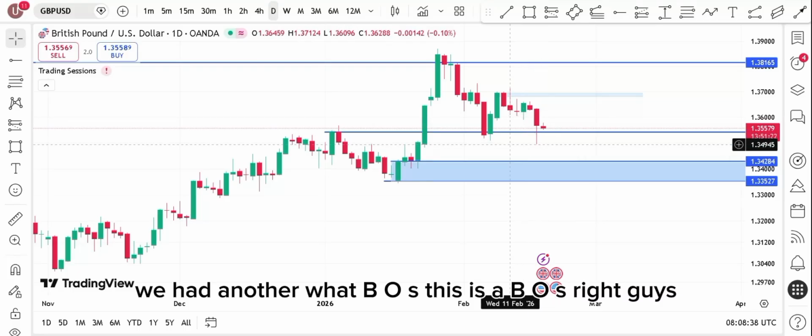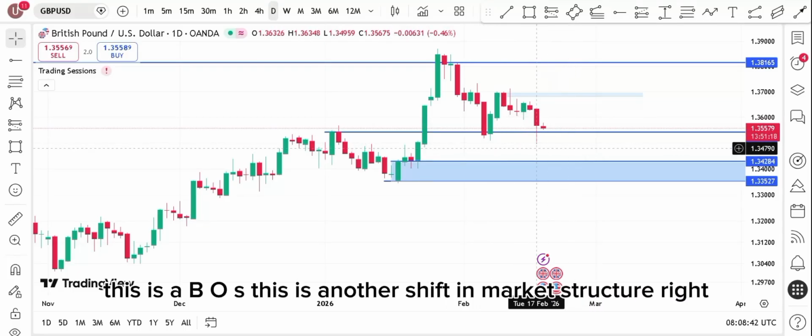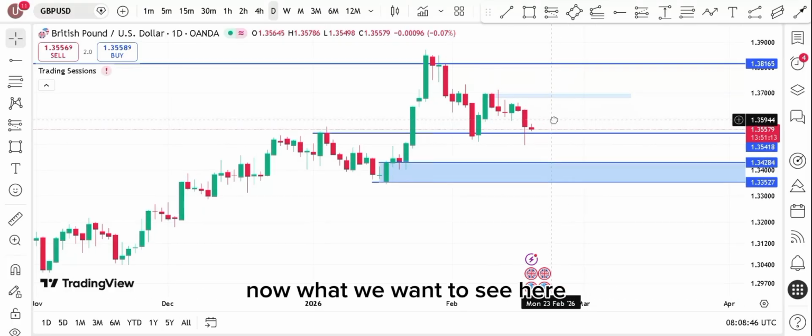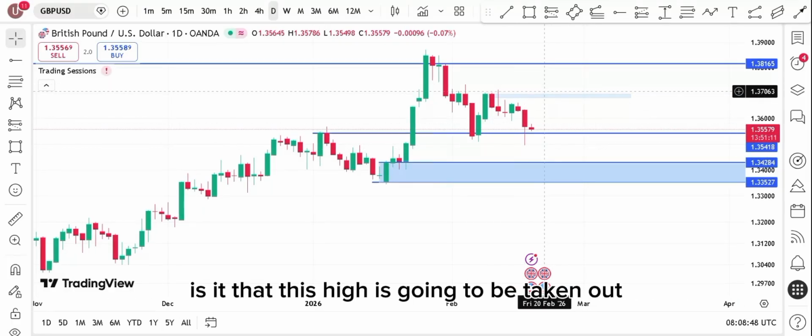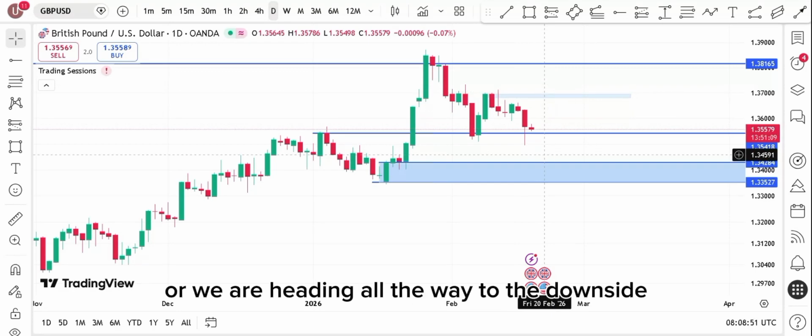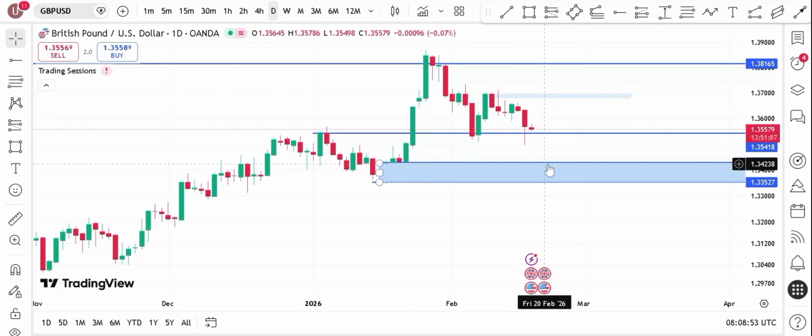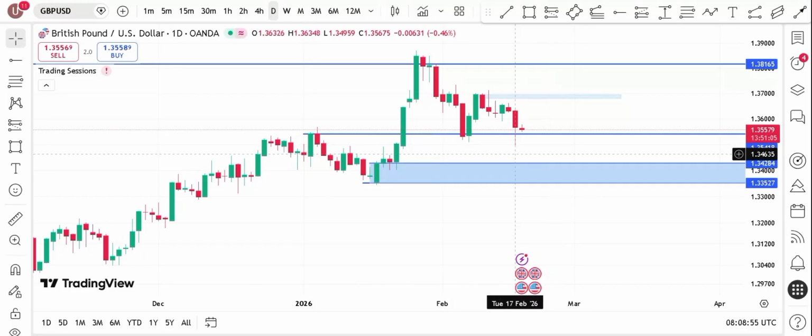We had another BOS. This is a BOS, right, guys? This is a BOS. This is another shift in market structure, right? Now, what we want to see here is whether this high is going to be taken out, or we are heading all the way to the downside. We are going to find out, right?